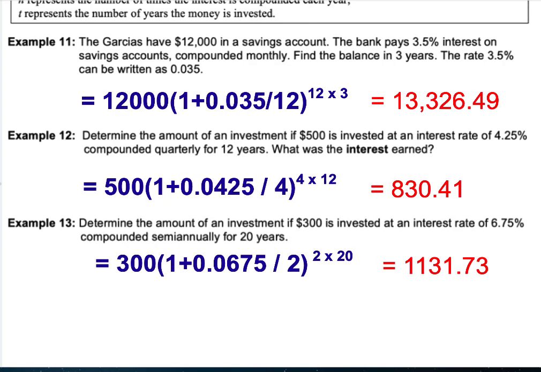All right, here are your answers for each one of them. We had 3.5%, which is 0.035 as a decimal. It was compounded monthly, so we had to divide by 12. But then we also multiplied the years times 12, because it's going to be done 12 times each of those 3 years, and got my final answer. So check your answers, see if you got the right numbers in the right spots, and let me know if you have some questions.